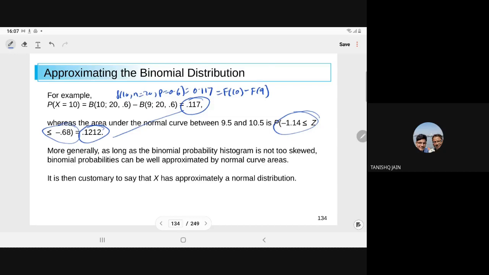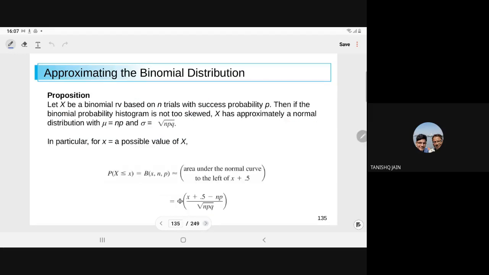But here you can observe that whether you are computing from the normal distribution or from the binomial distribution, you are getting more or less the same probability. So that is the approximation.